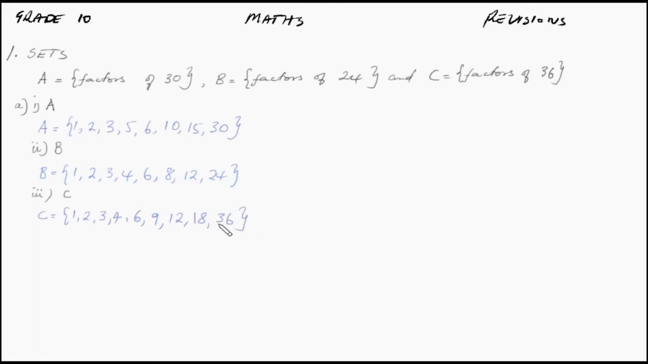1 times 36 is 36. 2 times 18 is 36. 3 times 12 is 36. 4 times 9 is 36. And then 6 times 6 is 36. So these are the elements, factors of 36. Okay? Now, let's continue.